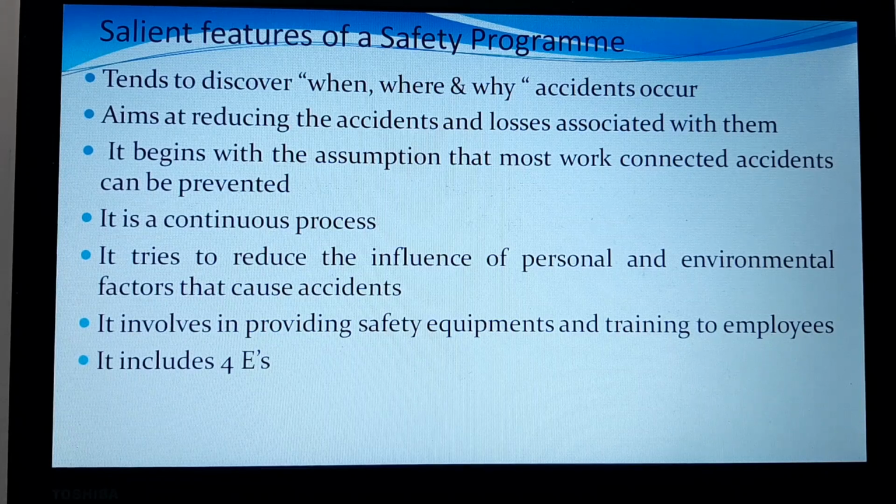And the major assumption that we follow is that most work connected accidents can be prevented. So that is very important. Most work connected accidents will never happen at any point of activities. And it is a continuous process. It's not a do it today and tomorrow you can just forget it. It's not like that. It is a continuous process.